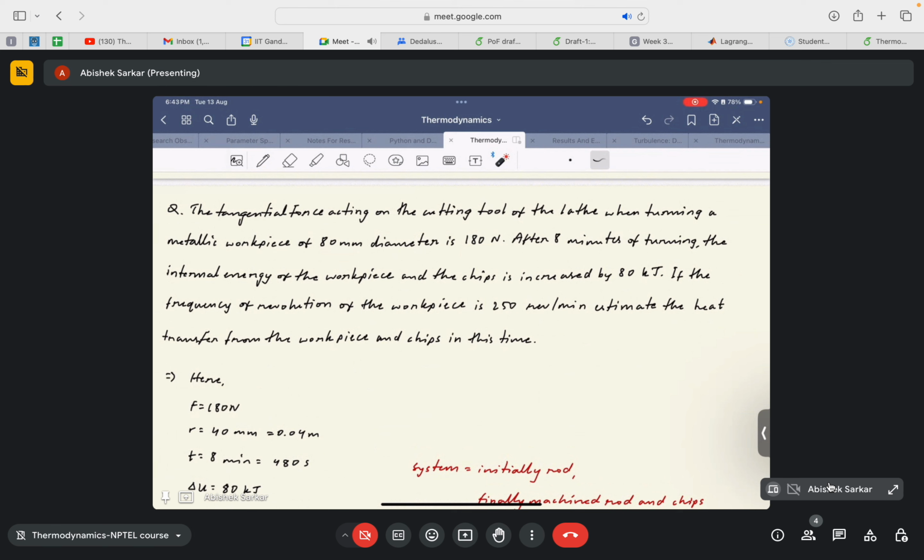I hope most of you know what a lathe machine is. What turning means in a lathe machine is that it will have a cylindrical metallic piece, in most cases. Let me draw a diagram. I'm just drawing the front view. Then it will have a metallic piece, and a tool, say of this form.